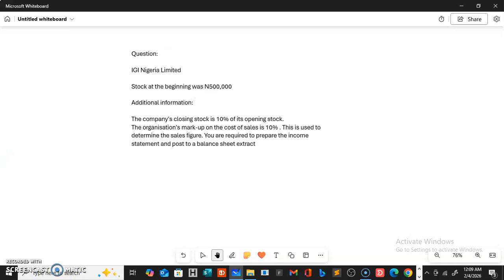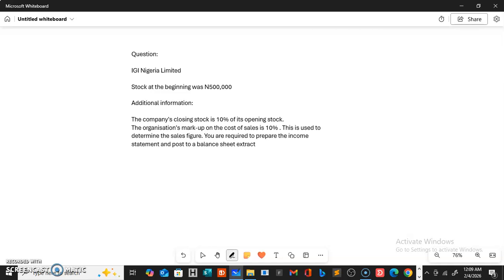Now, we have this question which says IGI Nigeria Limited has a stock at the beginning which was 500,000. We now have some additional information: the company's closing stock is 10% of its opening stock. Also, the organization has a markup on the cost of sale of 10%. This is used to determine the sales figure. You are required to prepare the income statement and post to a balance sheet extract.